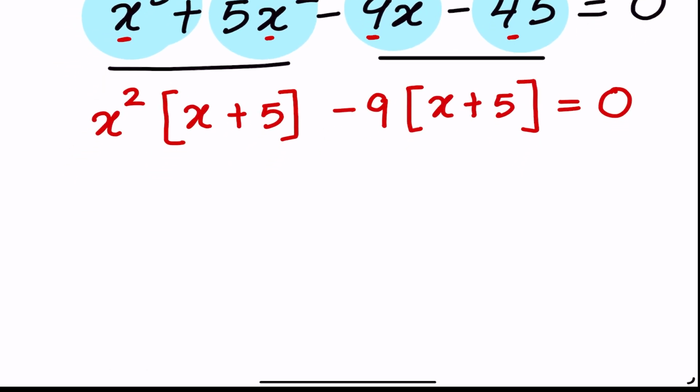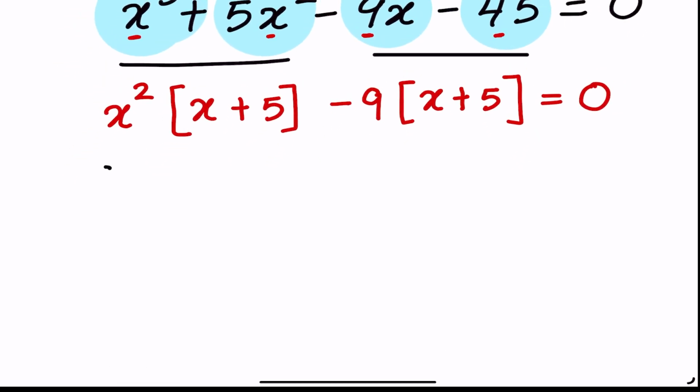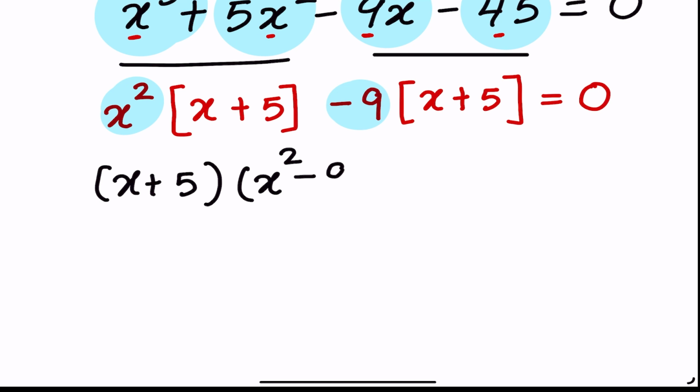Now, once we factored, what do I do? I bring down the x plus 5. And what am I left with? I'm left with x squared minus 9. So let me bring that down. X squared minus 9 is equal to 0.